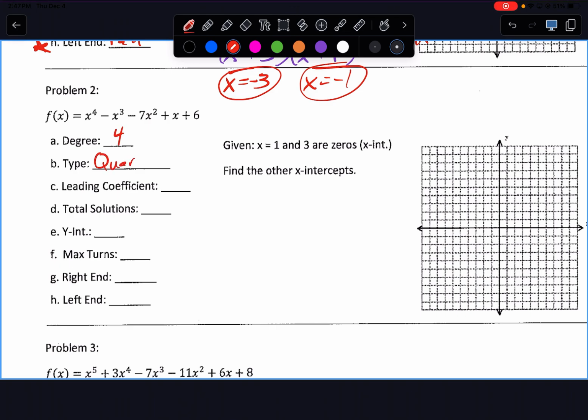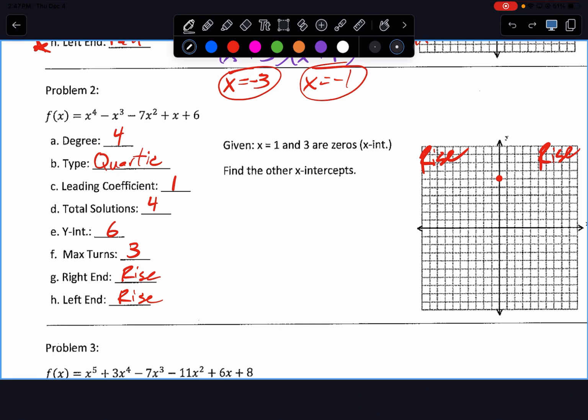Degree should be 4. Our type is quartic, which again, doesn't really help us much, but whatever. Leading coefficient is 1. Total solutions is 4. Y-intercept is 6. Max turns is 3. The right end is going to be rise. The left end is also going to be rise because it's an even degree. Any questions about those characteristics? All right, so then we're going to put our y-intercept on here. And then I'm going to make my notes about rise, rise.